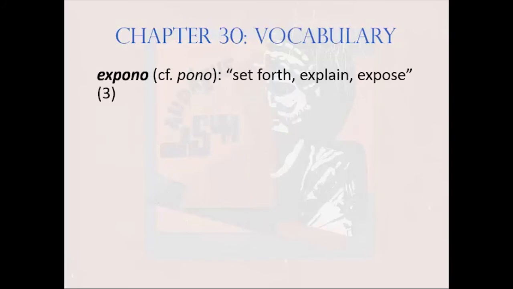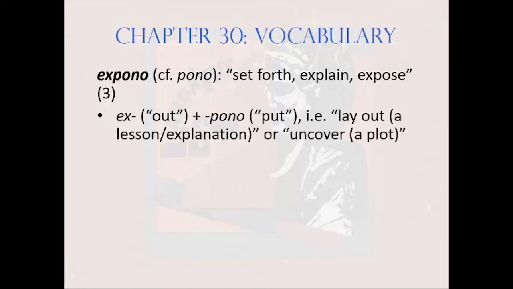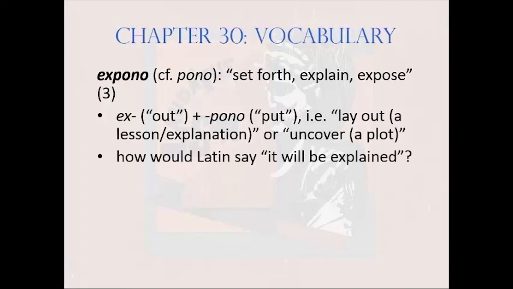And the last word in this vocabulary list is expono, exponere, exposui, expositum, meaning set forth, explain, or expose. It's a third conjugation verb, and clearly a compound of pono, meaning place, which has been prefixed with ex, meaning out, producing the sense lay out, for instance, a lesson or explanation, or uncover, for example, a plot. How would Latin say, it will be explained?